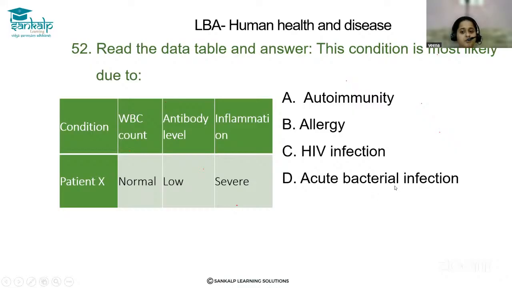So acute bacterial infection, here it is an infection causing severe symptoms that last for a few days to a week. That is a temporary symptom, so that is called acute. In that case what happens? The inflammation will be severe, and that time the antibody level becomes very low. So the correct option is option D, the acute bacterial infection.